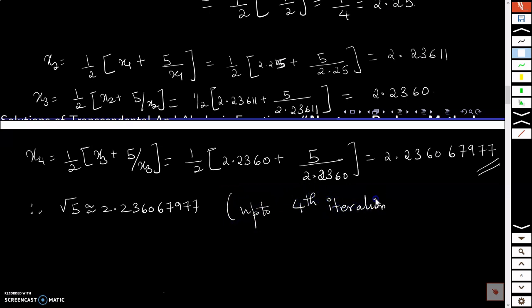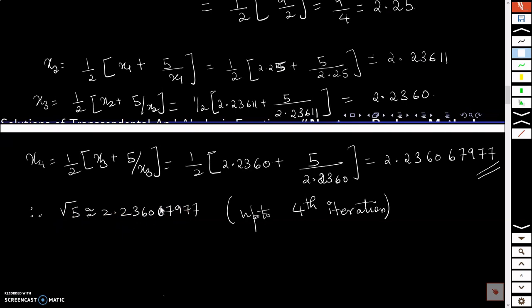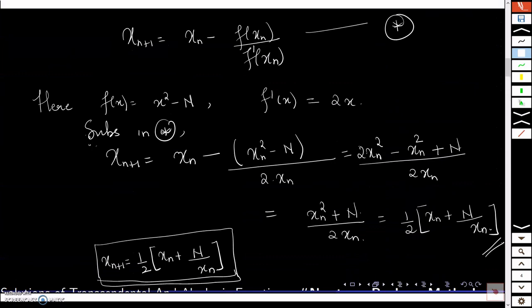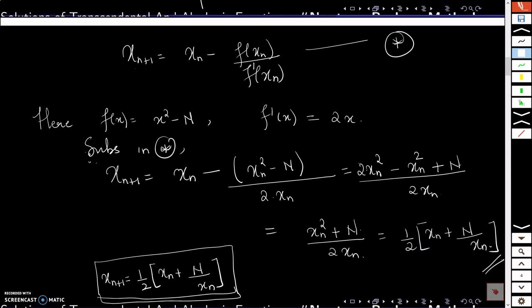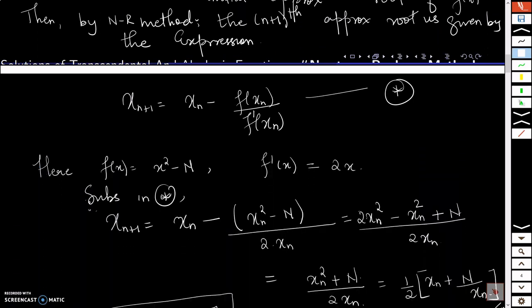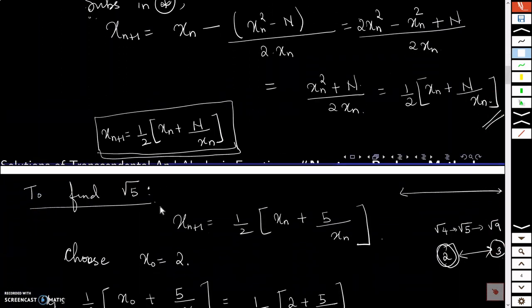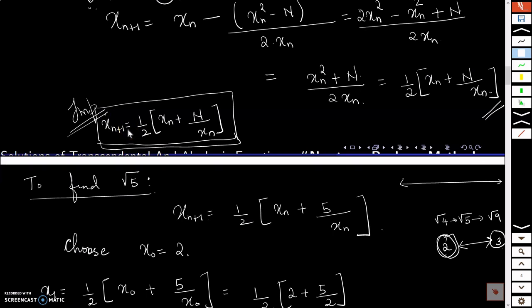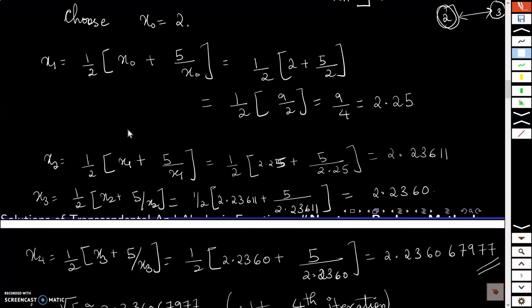Alright, so if you check on the calculators, you will see that the value of root 5 is very close to this value. So that's how, given any positive real number, you can find the square root of that using this formula. It comes from the Newton-Raphson method, and the iterative formula I have already derived. Yeah, that's here. Okay, so that's the important one. You can mark this as an important one, and you can use this iterative formula to find the square root of any positive real number you like.